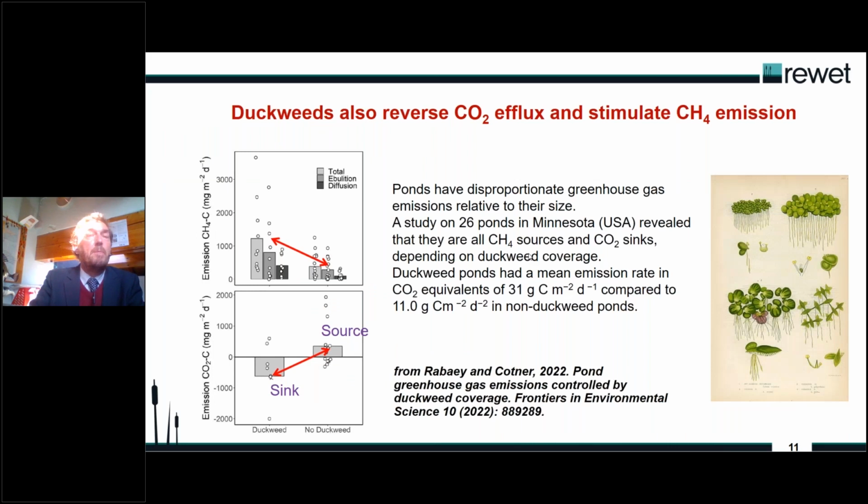And again, something similar was demonstrated in a very nice study carried out by Rabey and Kotner in 2022, over a large number of ponds, 26 in total, all characterized by the dominance or the presence of duckweeds, which are floating plants with the roots in the water. And again, as they have the leaves at the interface between the water and the atmosphere, they take up CO2 by growing, and they reverse the natural source of the water column, and they act as a sink for CO2. But as demonstrated for Trapa and for Nuphar lutea, they increase the emission, the diffusive and ebullitive fluxes of methane to the atmosphere.